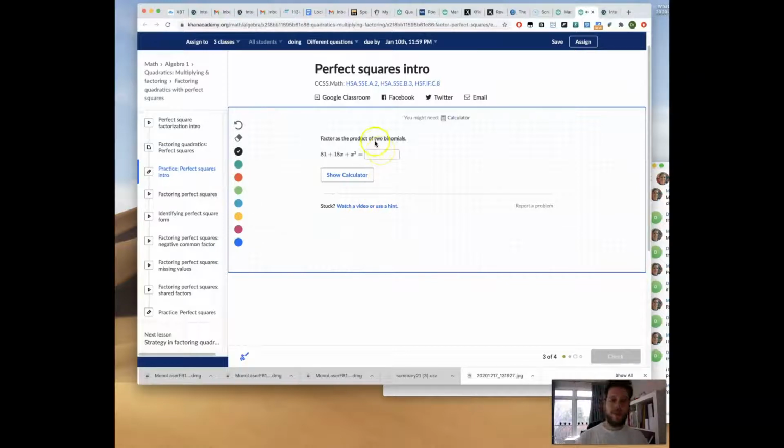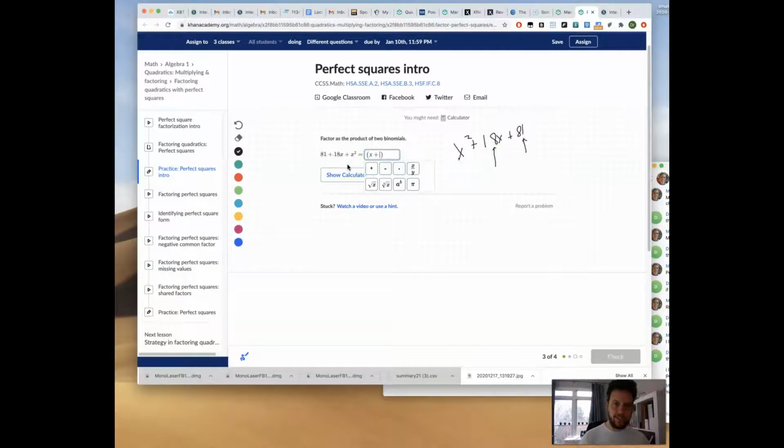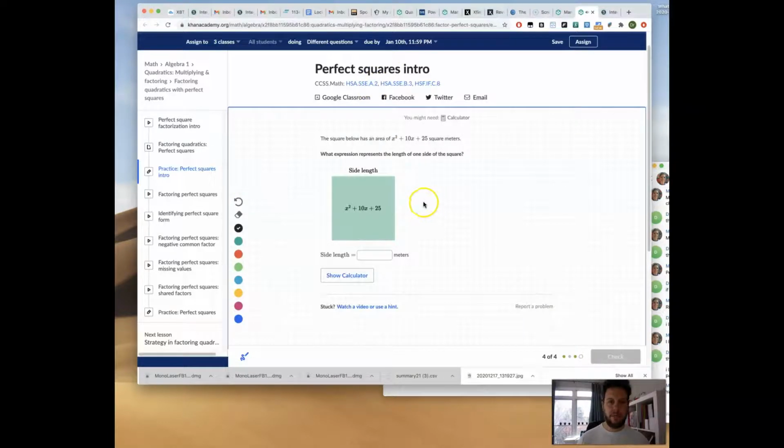Factor as a product of two binomials. This one I would probably reverse. I think most people are much better at factoring in standard form, which is when the powers get smaller as you go. And then find two numbers that multiply to 81, add to 18. Well, that's 9. And then they want, that's perfect squares, so write it as a square. And move on. This will be x plus 5.